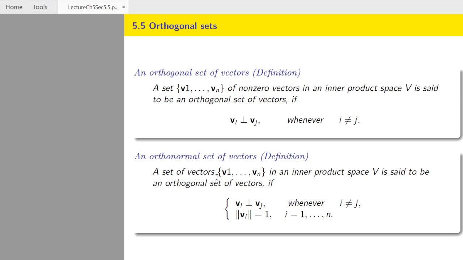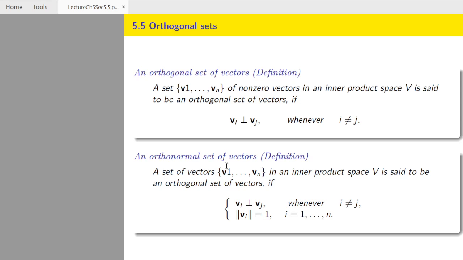Let's further consider a set of vectors v1, v2 to vn. If this set is orthogonal, and also each of the vectors has norm 1, then we call this set an orthonormal set.